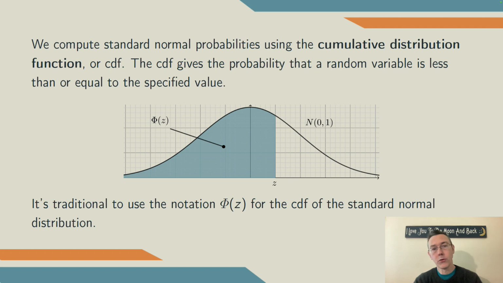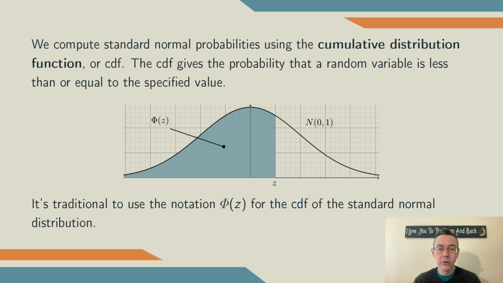We compute standard normal probabilities using the cumulative distribution function, or CDF. The CDF gives the probability that the random variable in a particular trial comes out to be less than or equal to whatever value we specify. So you give me a z value, I label that on the horizontal axis, and then shade all of the area to the left of that z value. The shaded area is the probability of getting a random standard normal value less than or equal to that z-score.